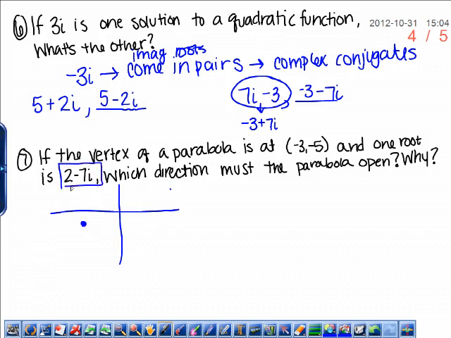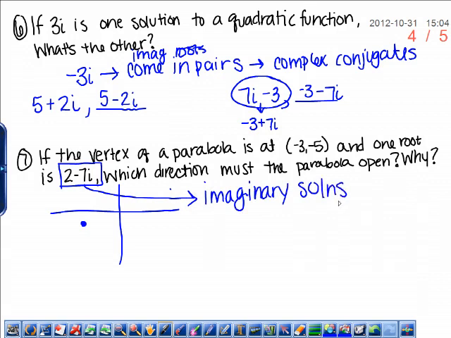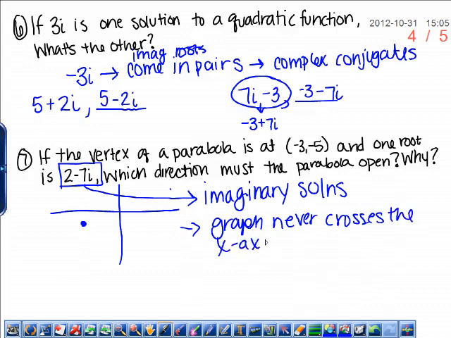What does this 2 minus 7i as a root tell us? Why? How'd you know? Good. So that is an imaginary solution. Okay? And imaginary solutions tell us that the graph never crosses the x-axis. So it has to open which way? Down. Questions on that?